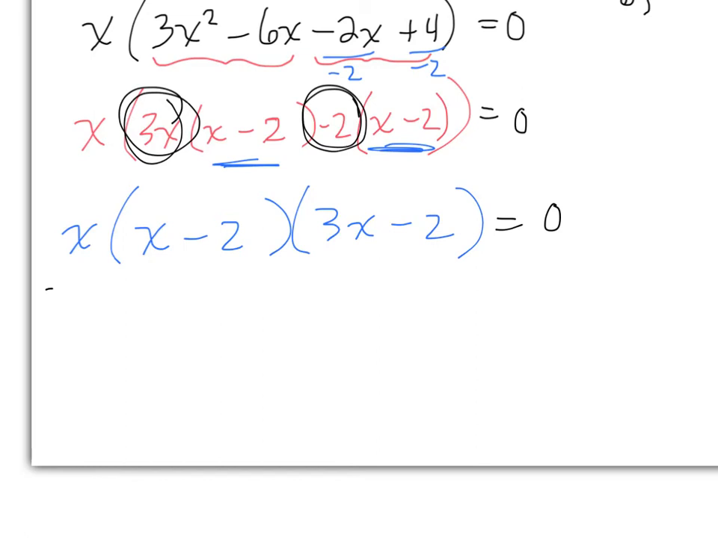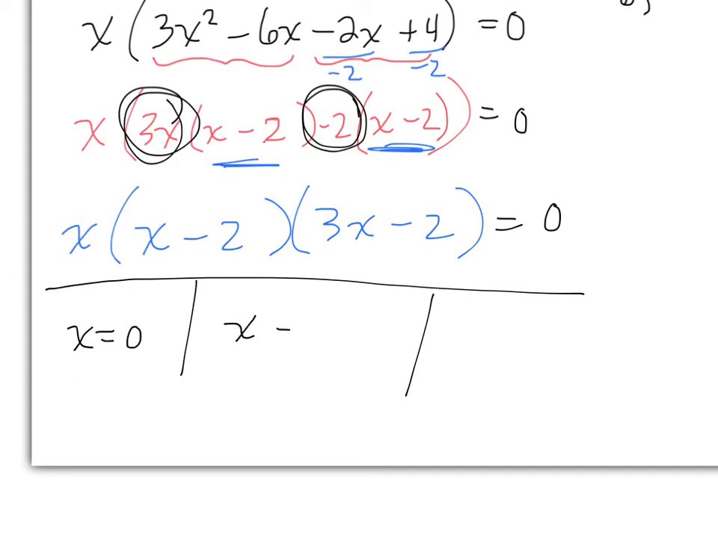Yes, set them all equal to 0. So now how many solutions am I going to get here? How many? 3. Okay, I'm going to get 3 solutions. The reason I'm going to get 3 solutions, or at most 3 solutions, is because it was x cubed. Remember the original equation was x cubed if you go back to the beginning? So that's why I'm getting 3, or at most 3 solutions.